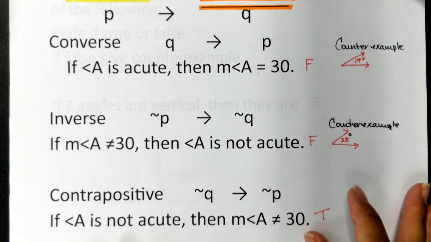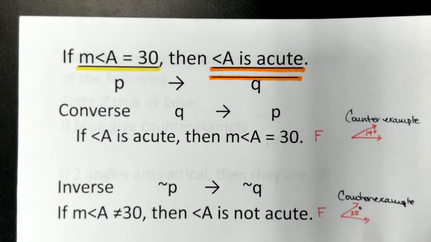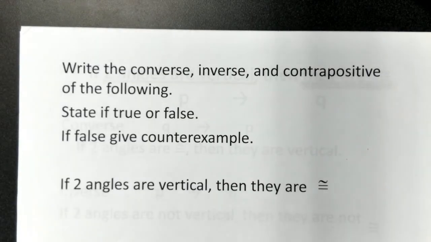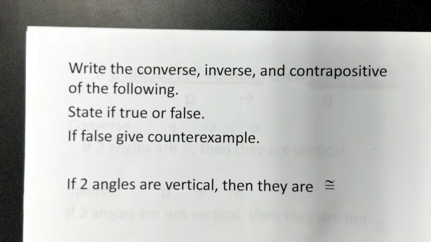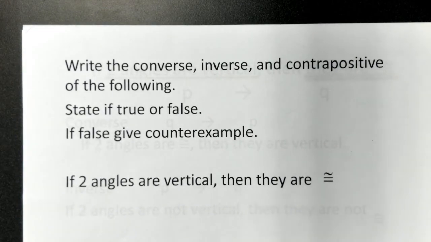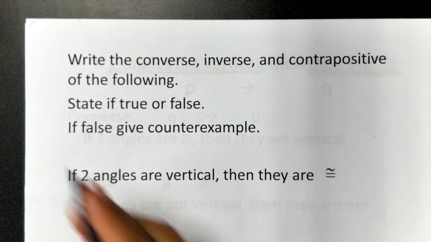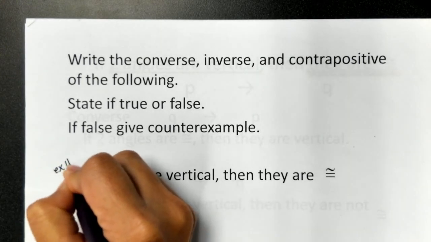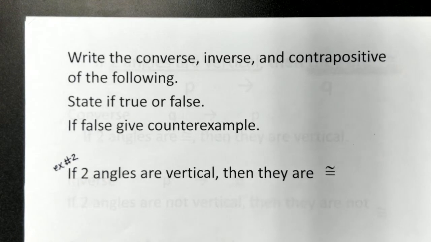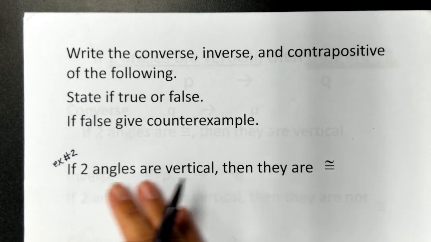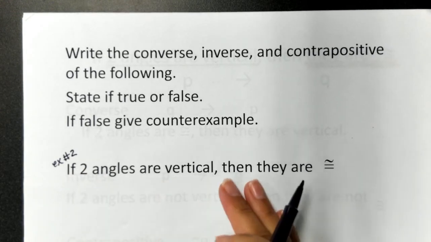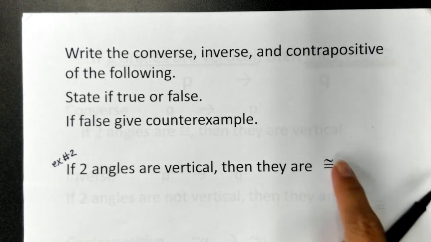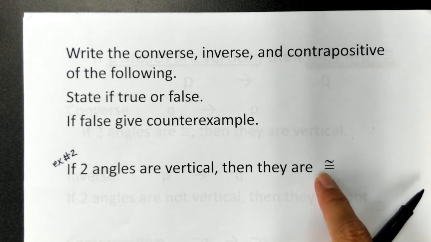So now I'm going to show you the second example. We're going to do the exact same thing. Write the converse, inverse, contrapositive of the following. If it's false, give a counterexample. So here would be example number 2 if we were sitting in class taking notes. If two angles are vertical, then they are congruent. Remember, this is our notation for congruency.